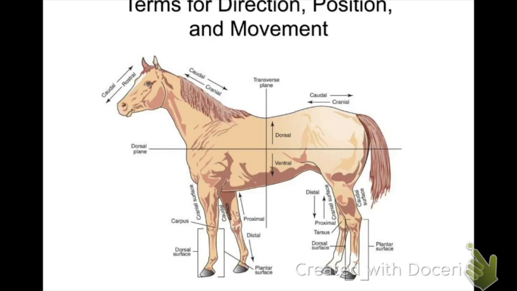So here is a picture of a horse, obviously, with all kinds of terms denoted on this picture. The view of this horse is what we would call a lateral view, meaning we are standing from the side, or lateral to the horse, away from the midline, and we are looking at the horse.